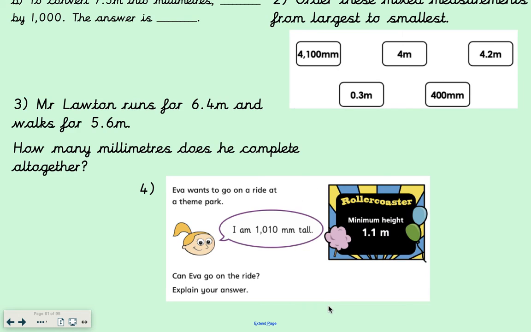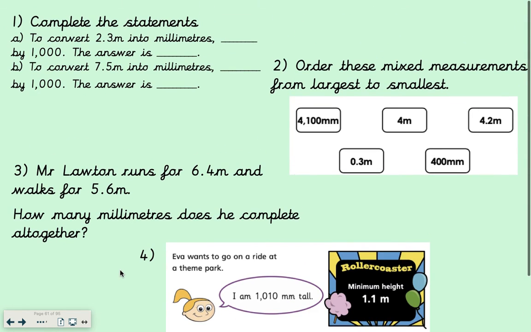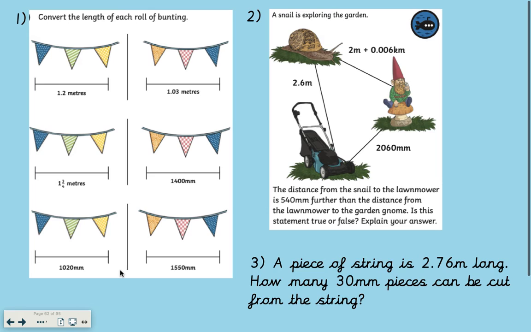Now, especially on greens, you should be using stem sentences to explain your answers. And then blues, you have some different types of bunting to work out the conversions. Can you convert from metres and millimetres? So make sure you are reading which measurement it is and not getting too confused. Number 2 is a worded problem.